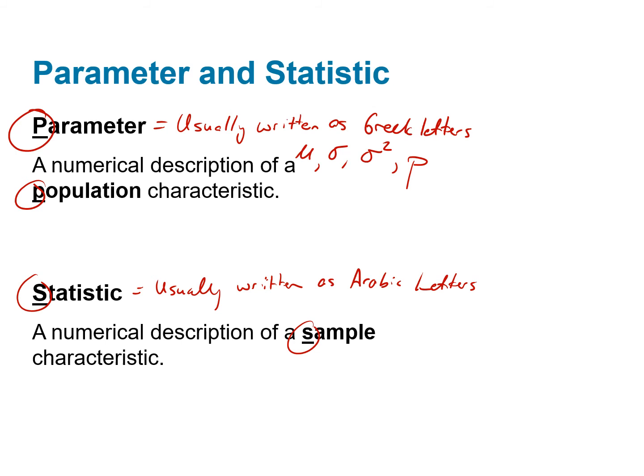these are the letters of our alphabet that we're used to seeing every day. So some statistics we'll typically talk about: X bar, so just a regular old X with a line over it, or S, or S squared, or P. These are statistics that we'll talk about as the course goes on.